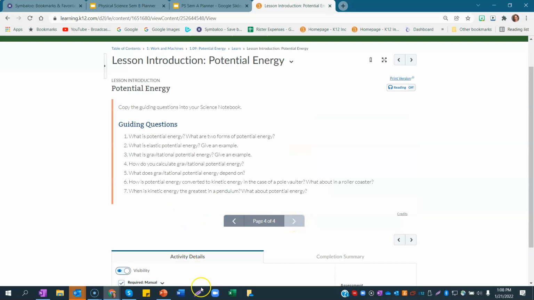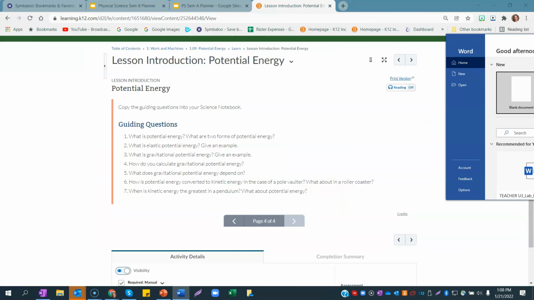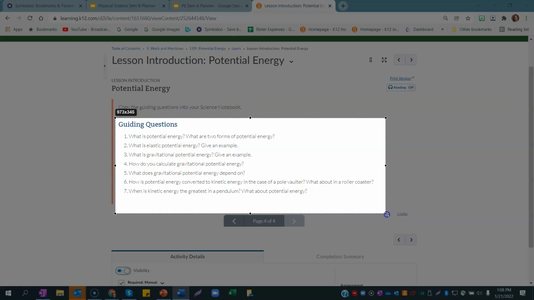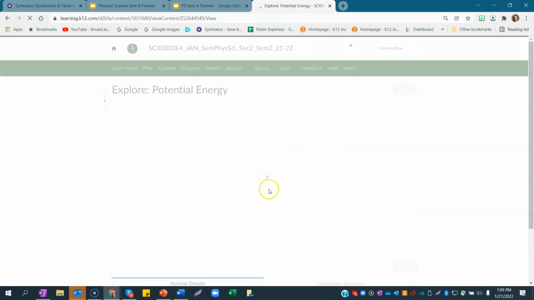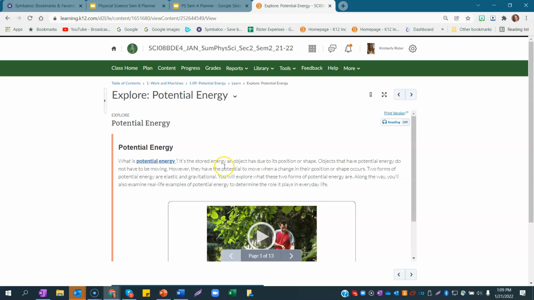So here are the guiding questions. We're looking at 7 for this activity, and I'm just going to open up a page to copy and paste those on so we can look at them as we go. The first question we're looking at: what is potential energy and what are two forms of potential energy? As we get into the lesson, that will be answered on the very first page. It's the stored energy an object has due to its position or shape. So that is the answer to guiding question number 1.